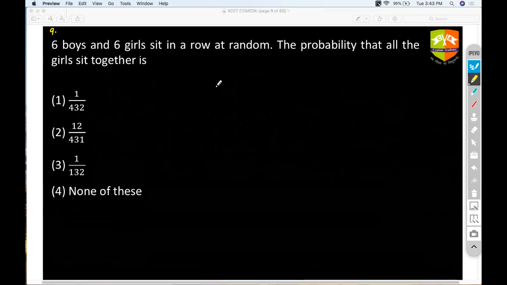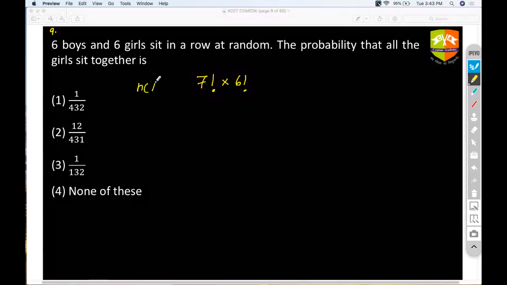So if you want all the girls to sit together, we have to use the string method where we tie all the girls and treat them as one entity. So 6 plus 1, there will be 7 entities and they can be arranged in 7 factorial, right? But the girls themselves can sit in 6 factorial ways, right? So please remember this would be the number of favorable events. The sample space, as you would all know, it's going to be 12 factorial. That's a simple way of arranging 12 people among themselves.